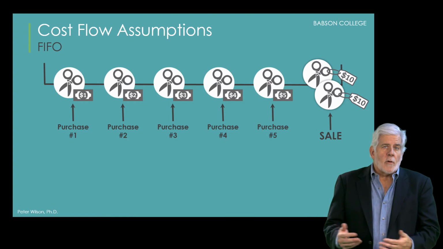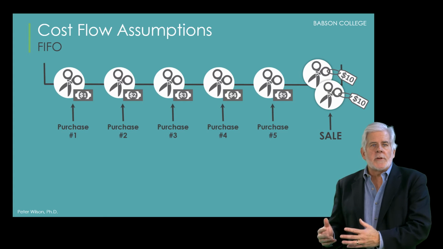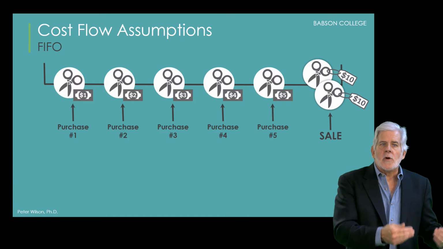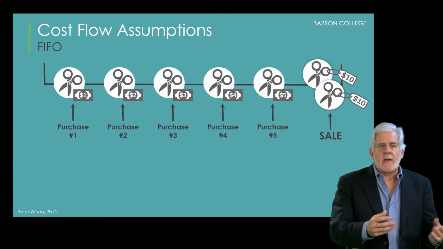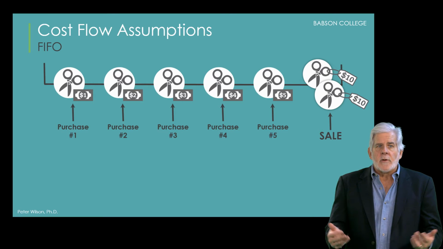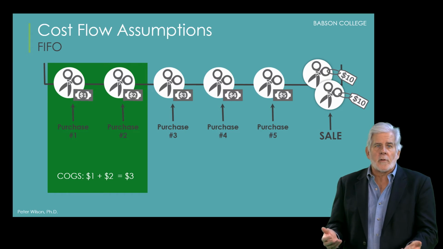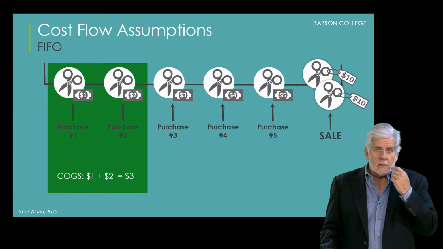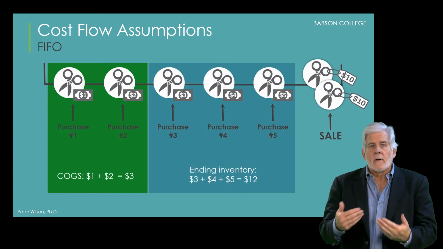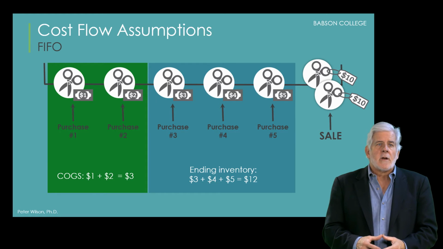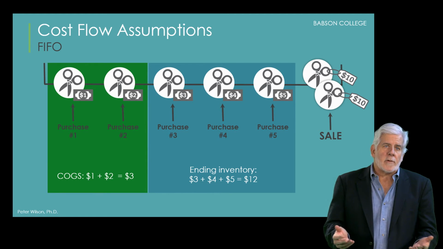First in, first out, or FIFO, assumes the oldest units are sold first, leaving the newer or more recent purchases in ending inventory. In our example, cost of goods sold would be assigned the $1 and $2 units for a total cost of goods sold of $3, leaving inventory with the $3, $4, and $5 units for an inventory valuation of $12.